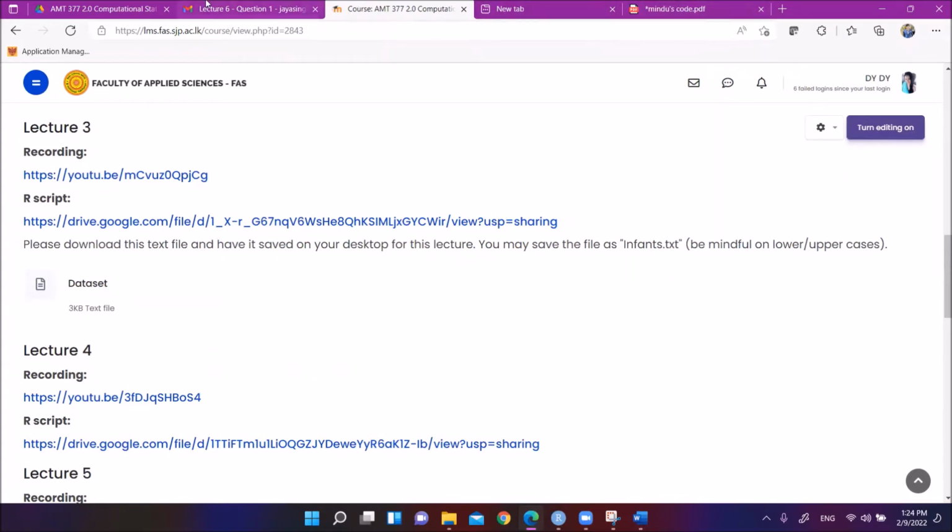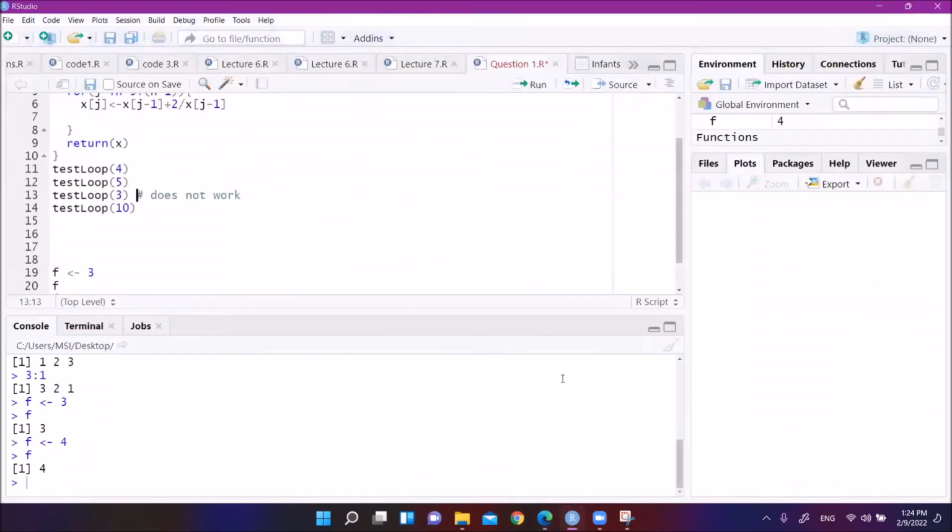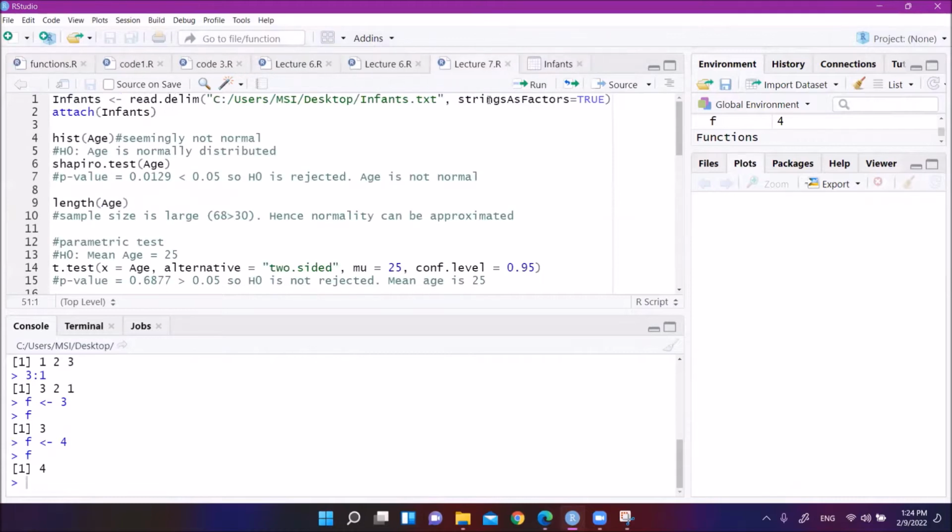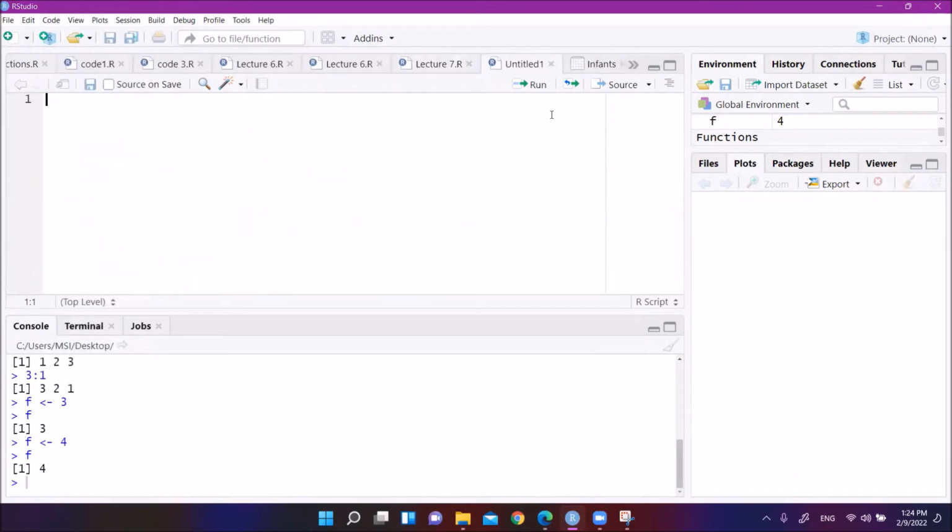So today we are going to learn hypothesis testing. You all have already known that, but we are going to see how we're going to do that using R. Okay, so this is basically why we are doing computational statistics. I'll just take a new script so it's easier for you to understand. Just be ready with the infants data set.